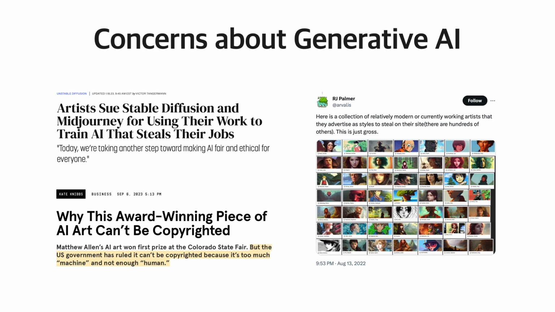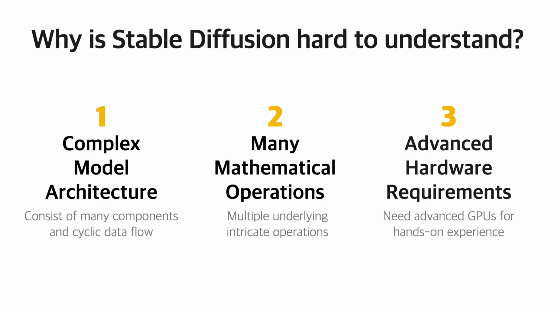This highlights an urgent need for people from many different fields to understand how generative AI models function and effectively discuss their concerns with AI researchers and developers. However, for people who do not have a background in AI, understanding diffusion-based generative AI models can be challenging for several reasons. First, Stable Diffusion has a complex model structure which consists of neural networks of components and cyclic data flow, and it involves a lot of intricate mathematical operations.